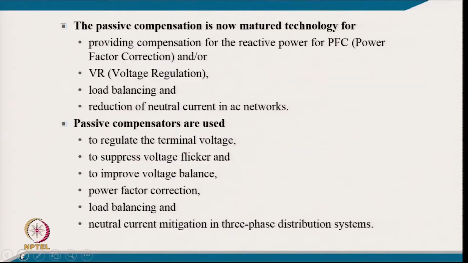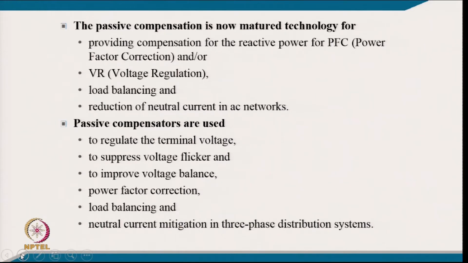Well, the passive compensation is now mature technology for providing compensation for the reactive power for power factor correction or voltage regulation, but these two cannot go simultaneously. Either you might be using this shunt compensator for power factor correction or voltage regulation. Then it can be used for load balancing and reduction of neutral current in AC network. So, this is basically for the, you can call it, distribution system.